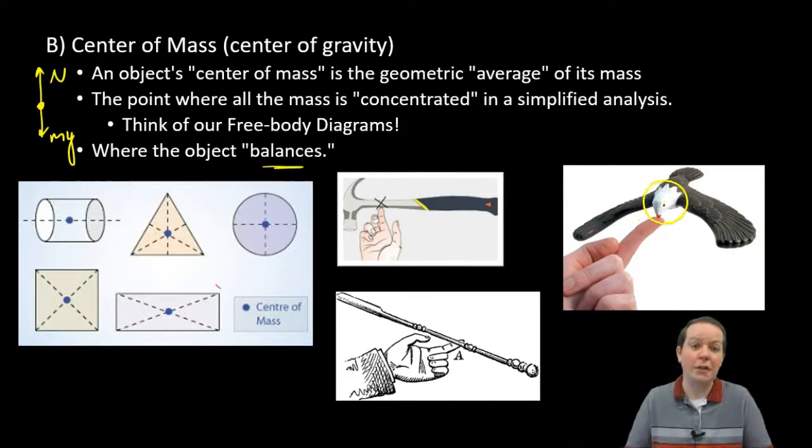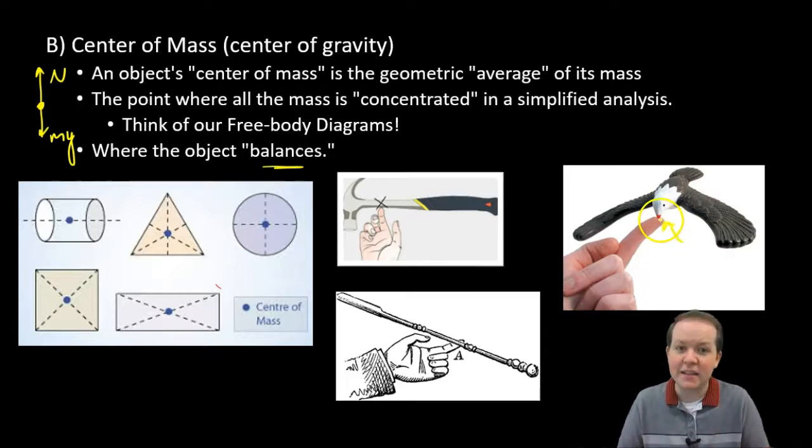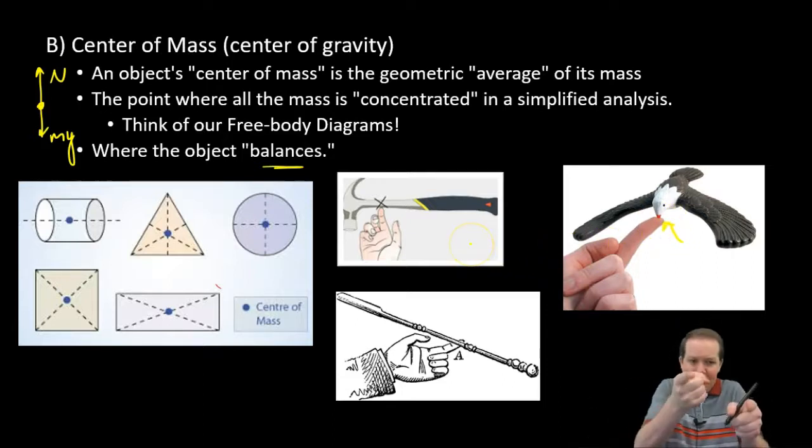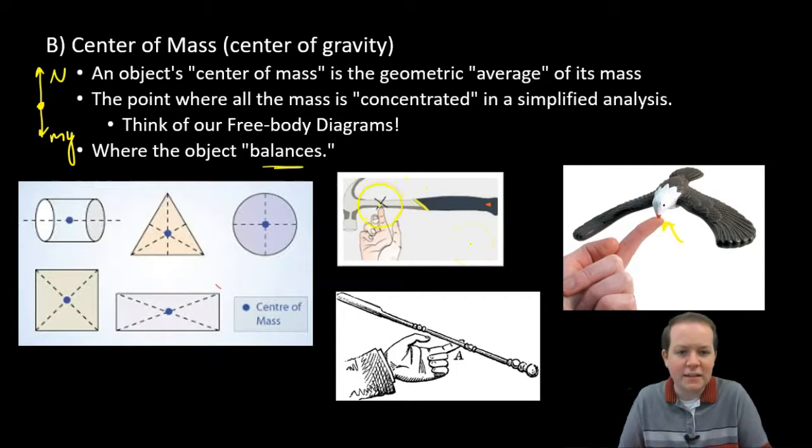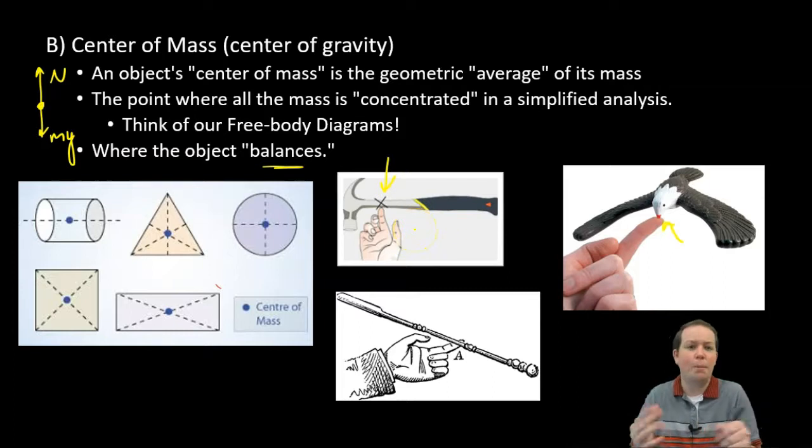If you take this little toy that I have in my classroom, it's designed to balance at the beak. Right here is that object's center of mass. If you try to balance a hammer on your fingertip, it balances right here. That's the hammer's center of mass. It's also kind of a little parlor trick you could do.